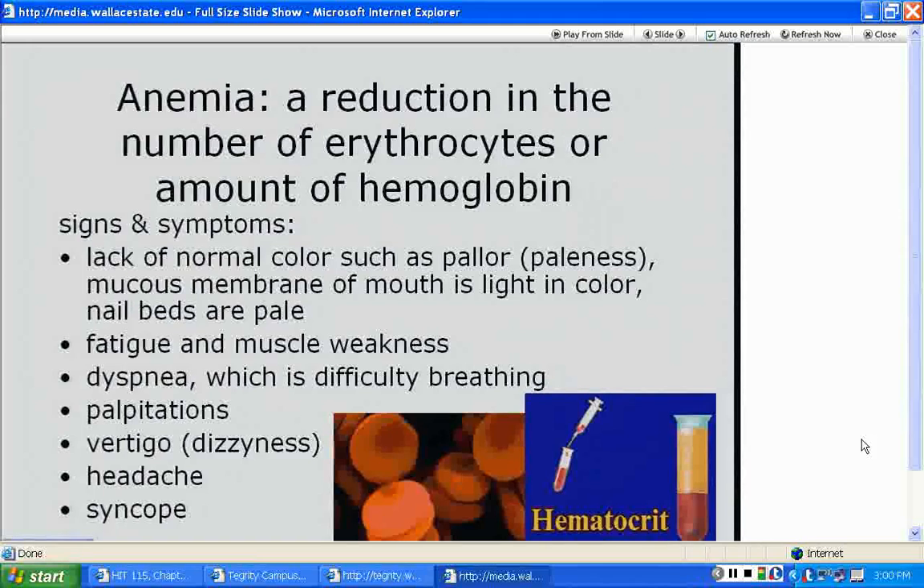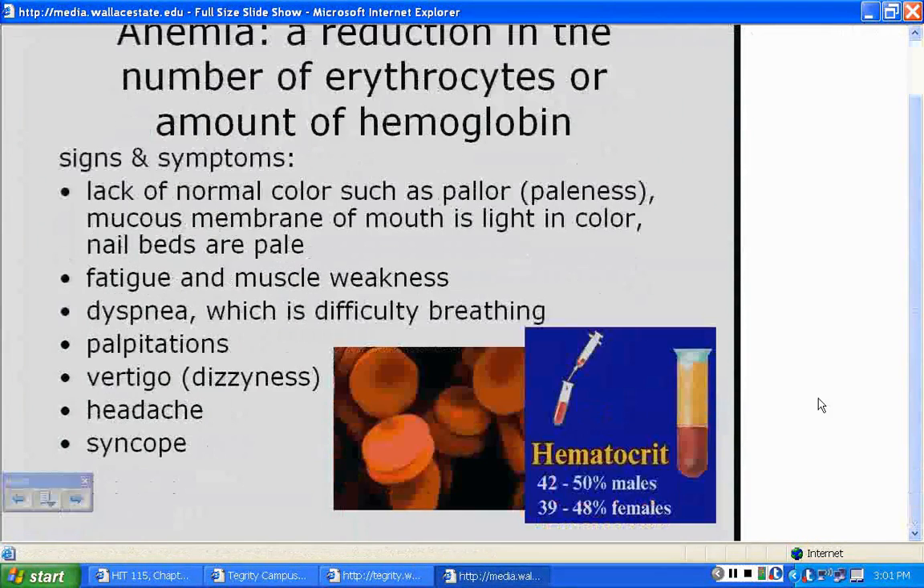So if the person has enough erythrocytes but a low amount of hemoglobin, they cannot carry the oxygen to all parts of the body. If they have a reduced number of erythrocytes, they cannot carry oxygen to all parts of the body. Anemia.